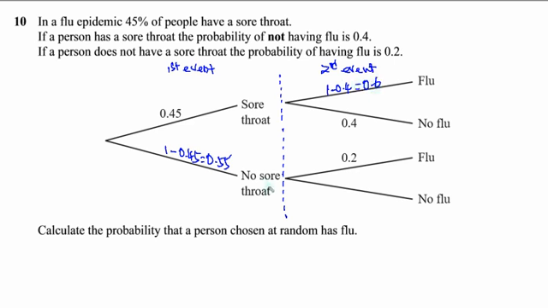Now, if the outcome of the first event is no sore throat, then the probability of having a flu is 0.2. No flu will be 1 minus 0.2, which gives you 0.8.